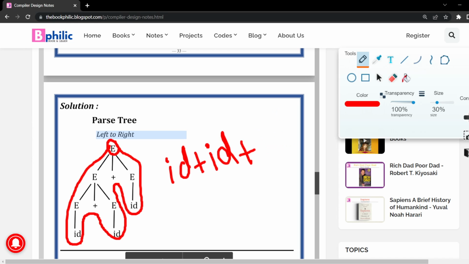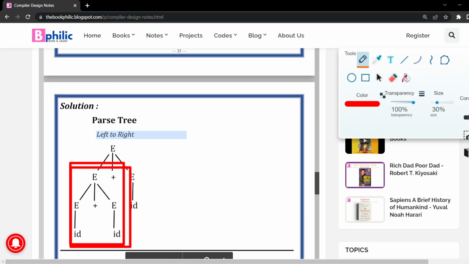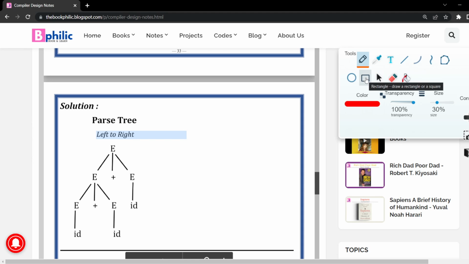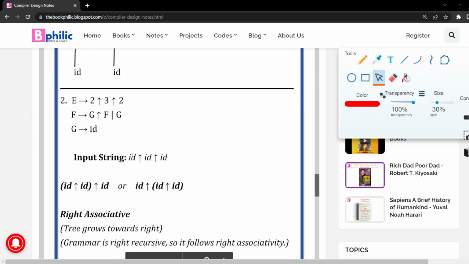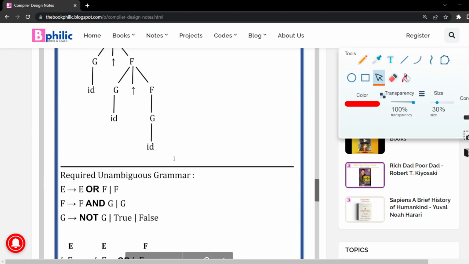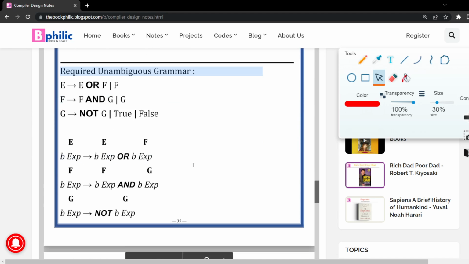So this is nothing but the unambiguous grammar we have just converted from the ambiguous grammar. And we have already done these types of examples in our previous videos as well. Now, in our upcoming videos, we will be understanding these examples with the required unambiguous grammar.